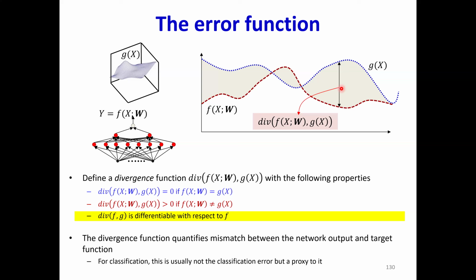If the output of the network is not the same as the desired output of the network, then it will always be positive, regardless of whether the desired output is above the actual output or below it. If the two are not the same, the divergence is going to be positive. And there's no notion of greater than or less than, right? Because the divergence is the measure. The third property that we will require is that it's going to be differentiable with respect to this argument, which is the output of the network. If we have such a divergence function, this is going to quantify the gap between the desired output of the network and the actual output of the network. Again, for classification, this is not the classification error, just a proxy to it.